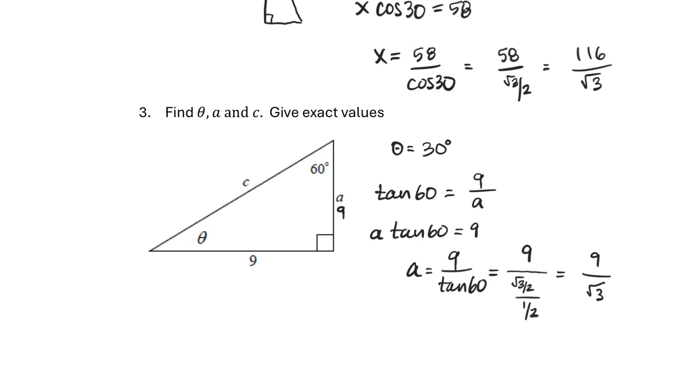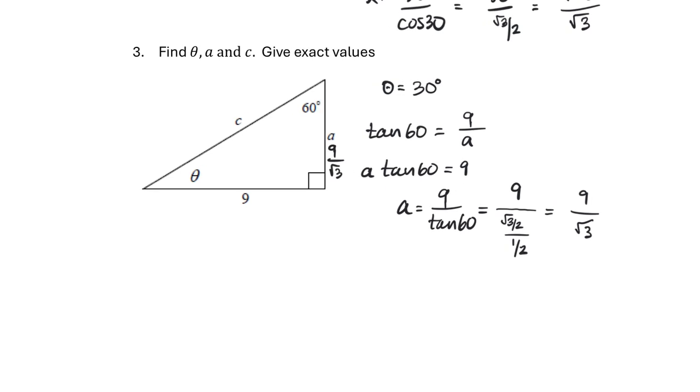This is 9 divided by root 3. Now, if we want to find c, there's a couple ways we could do that. Now that we have two sides of the right triangle, we could just use Pythagorean theorem, a squared plus b squared equals c squared. Or we could use another trigonometric function. For example, if I want to use 60 degrees again and use the opposite length and try to find the length of the hypotenuse, opposite over hypotenuse could be a sine function.